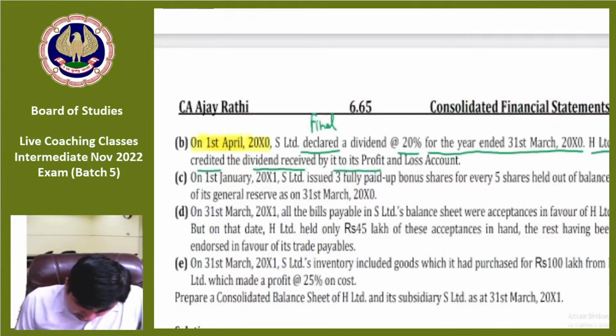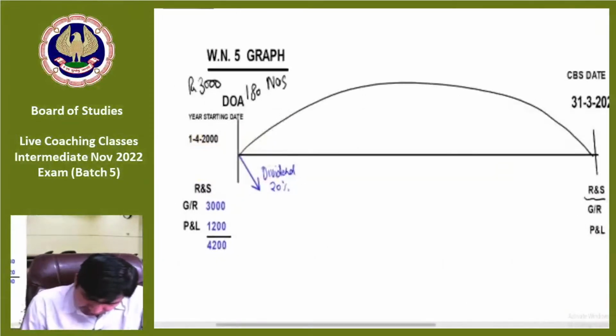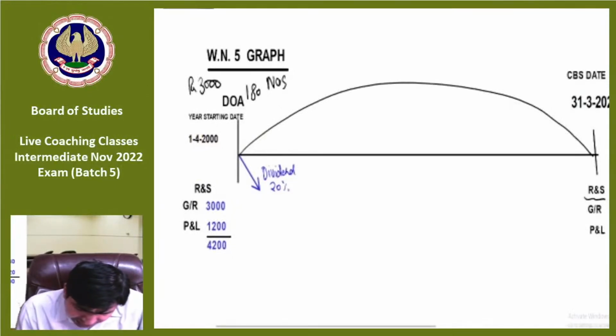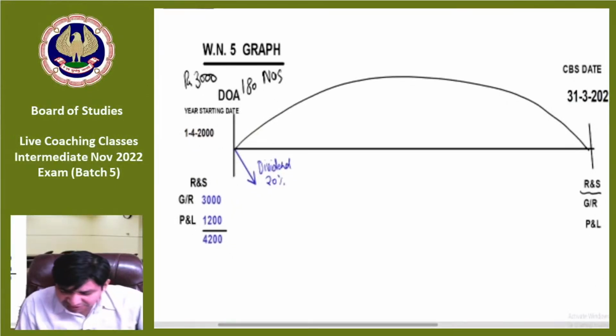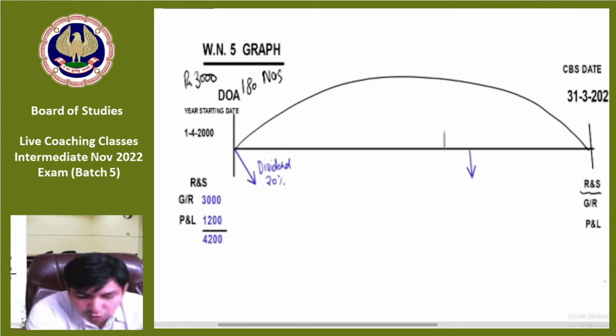The question is saying that on 1st January 2021, S Limited issued 3 fully paid up bonus shares for every 5. Beta, please mention the date on the graph first. Where will be the date? Sir, it is January 1st, 2021. It means that it will approximately come here. Please write down here: bonus shares issued.